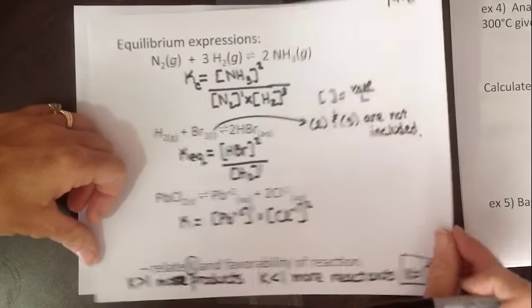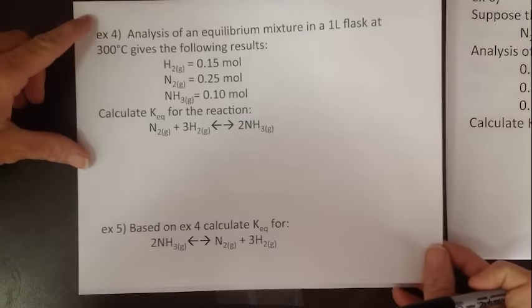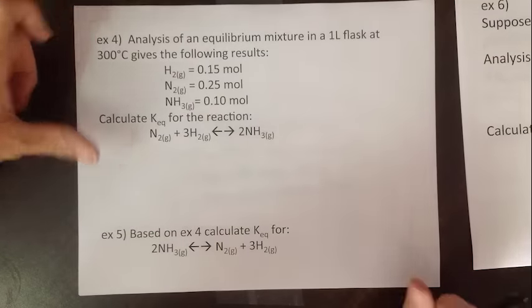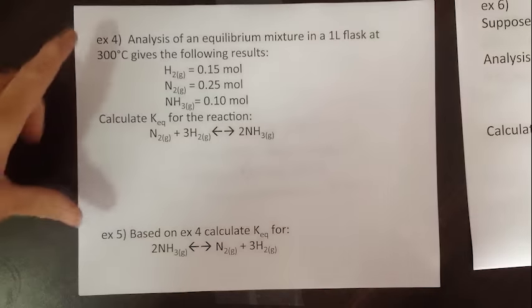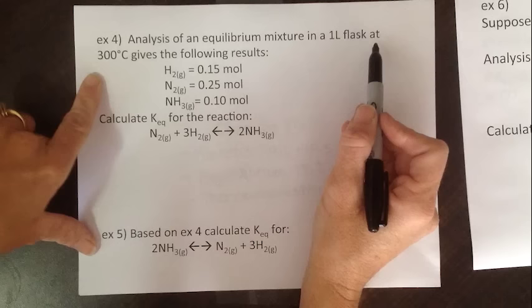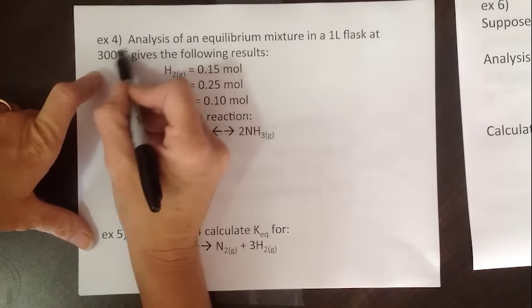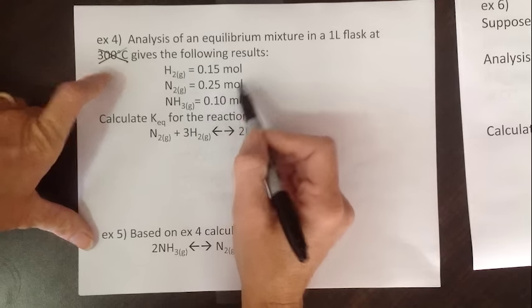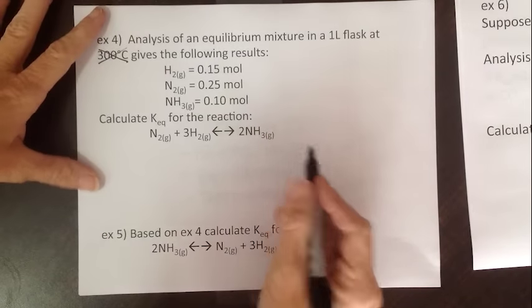Let's put some numbers to this. Now, this is for sure an honors standard. In CP, it's going to depend on your teacher and the year and the speed we're going that year. So here it goes. Example 4. Analysis of the equilibrium mixture in a 1 liter flask at 300 degrees, honestly, who cares, gives the following results. So I have that many moles. I want to calculate KEQ.